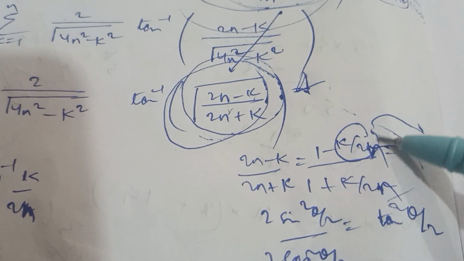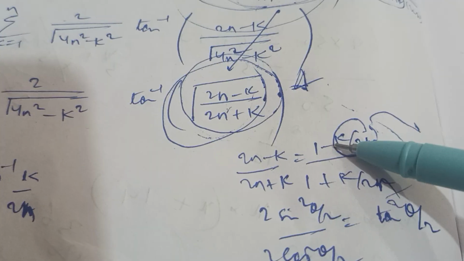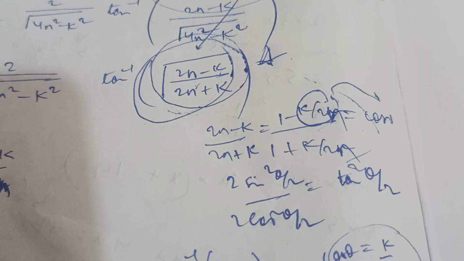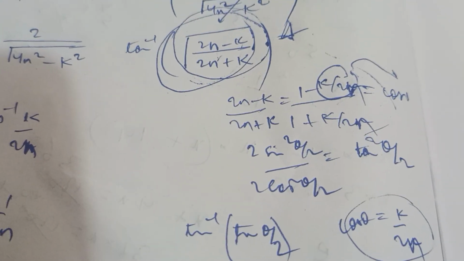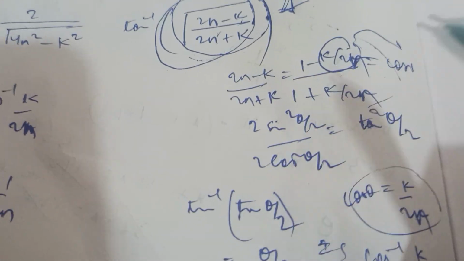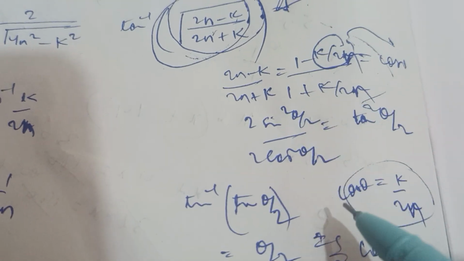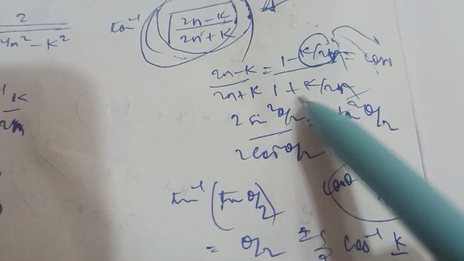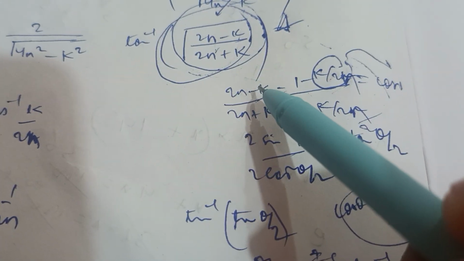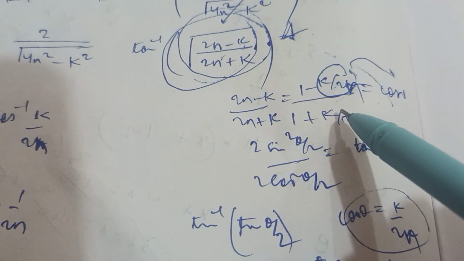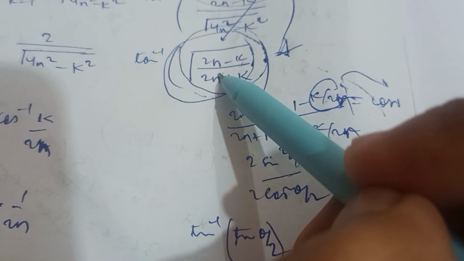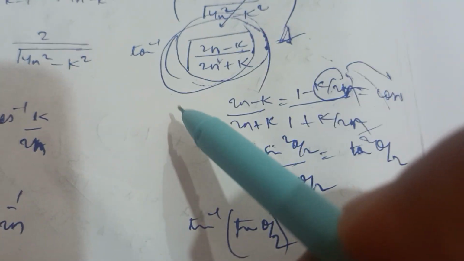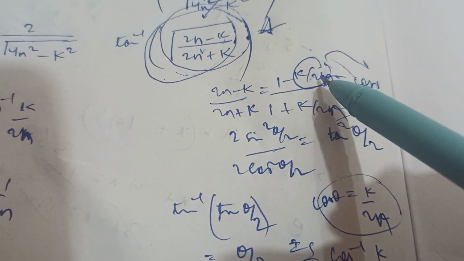So I am writing k upon 2n as cos theta, so it will become 1 minus cos theta upon 1 plus cos theta, which is nothing but tan square theta by 2. If you are familiar with the identity, then only you can understand that. Now since I have assumed cos theta as k by 2n, and this has reduced to tan square theta by 2, under root of tan square theta by 2 will be tan theta by 2, and tan inverse of tan theta by 2 will be theta by 2, and theta is cos inverse k by 2n.